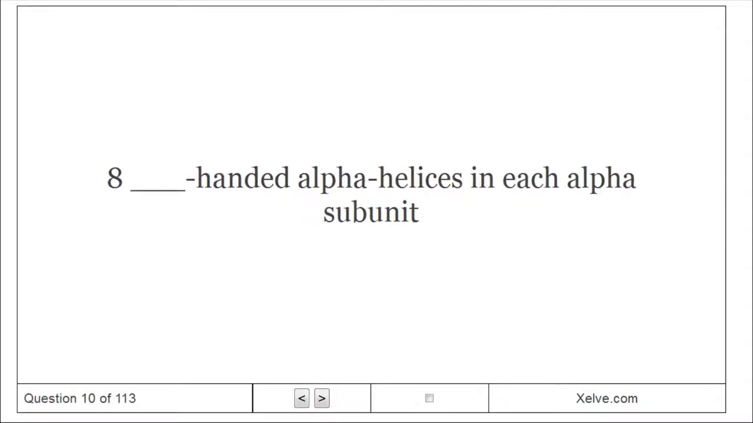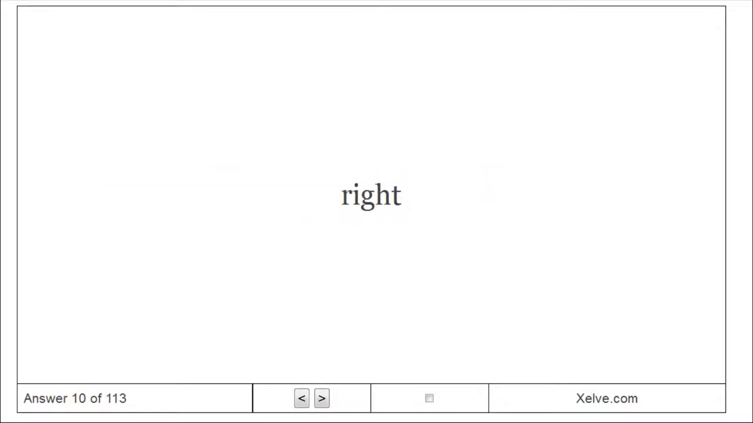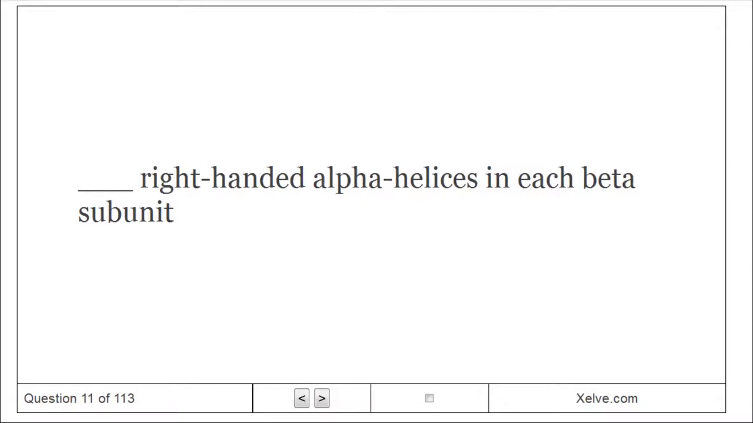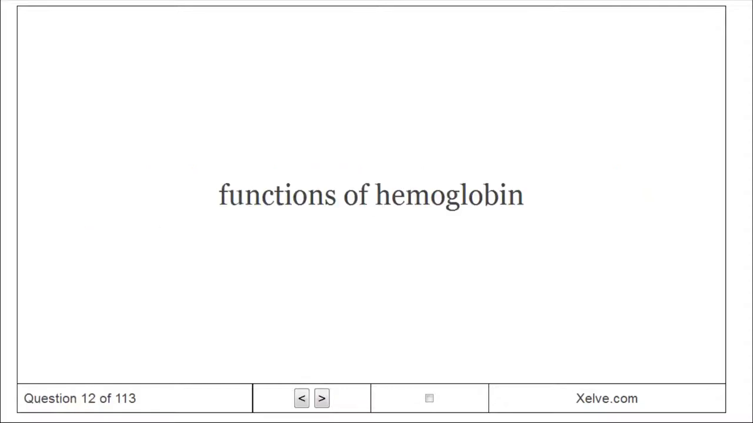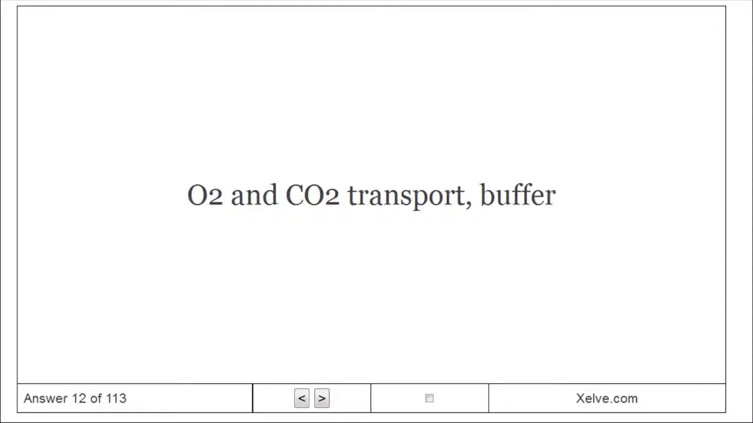8 blank-handed alpha helices in each alpha subunit. Right. Blank right-handed alpha helices in each beta subunit. 7. Functions of hemoglobin. O2 and CO2 transport, buffer.